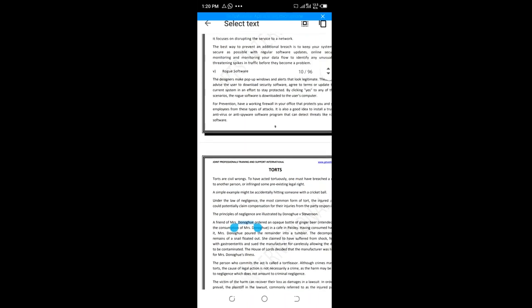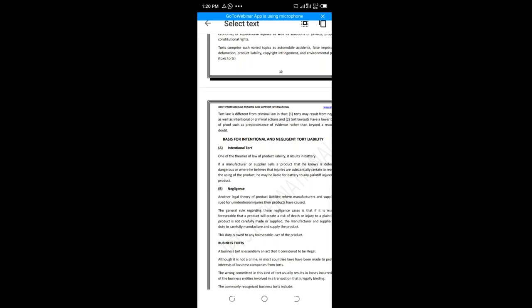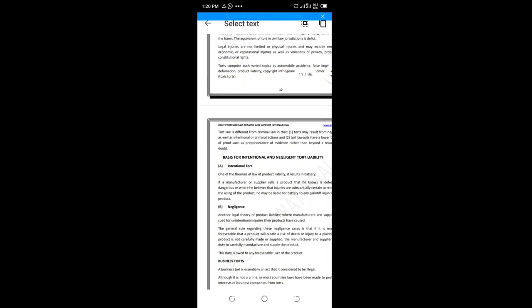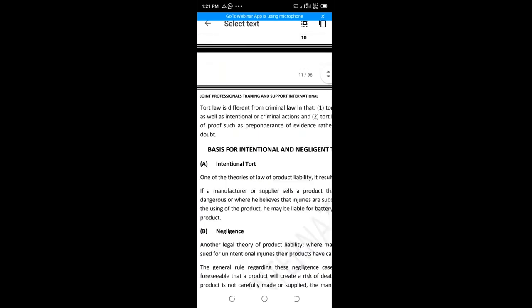But I want you to write on the basis for intentional and negligent tort liability. What are the bases? In short, write in detail what intentional and negligent tort liability is all about. You see it there on the screen: basis for intentional and negligent tort liability.